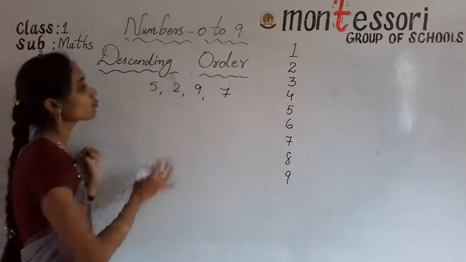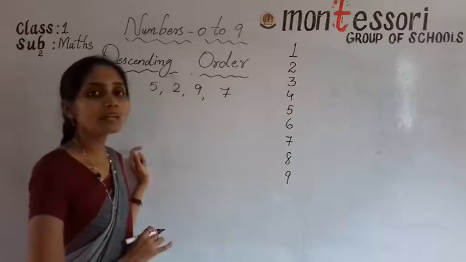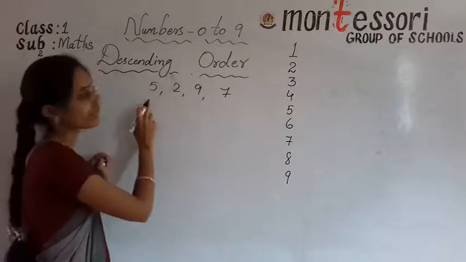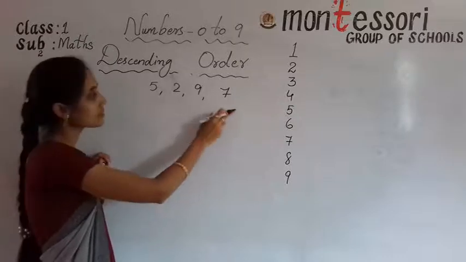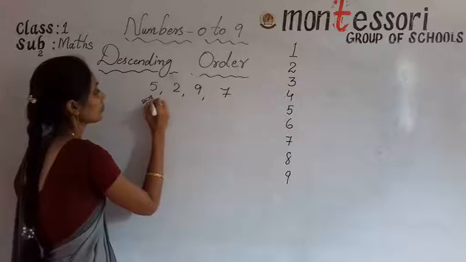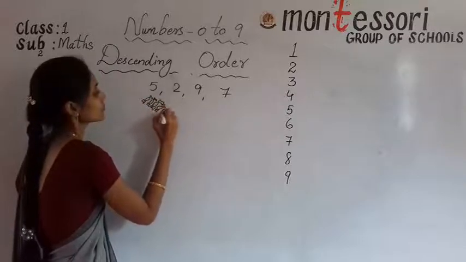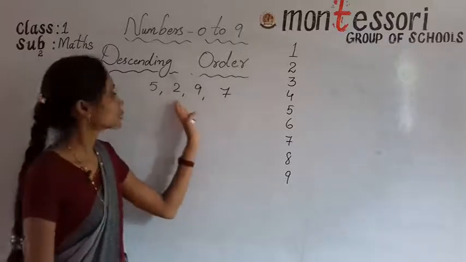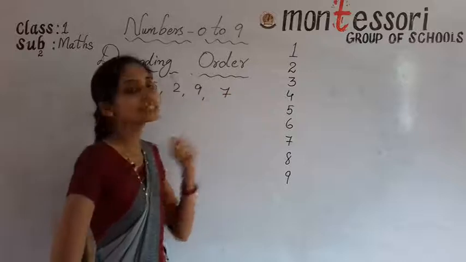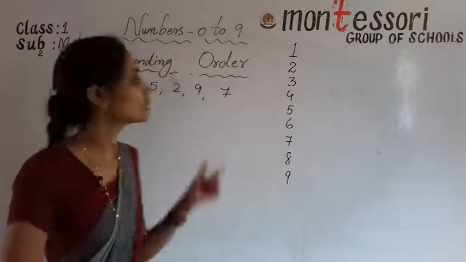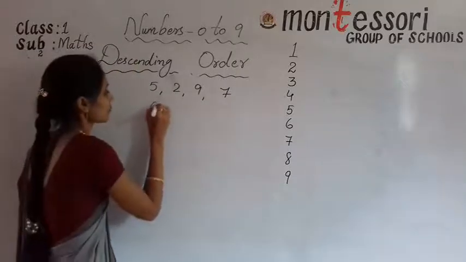Now among these four numbers, which is the biggest number? Biggest does not mean size. Which is the greater number? Imagine here you have 5 chocolates, here 2, here 9 and here 7. Which number has more chocolates? Number 9. So the greater number is 9.